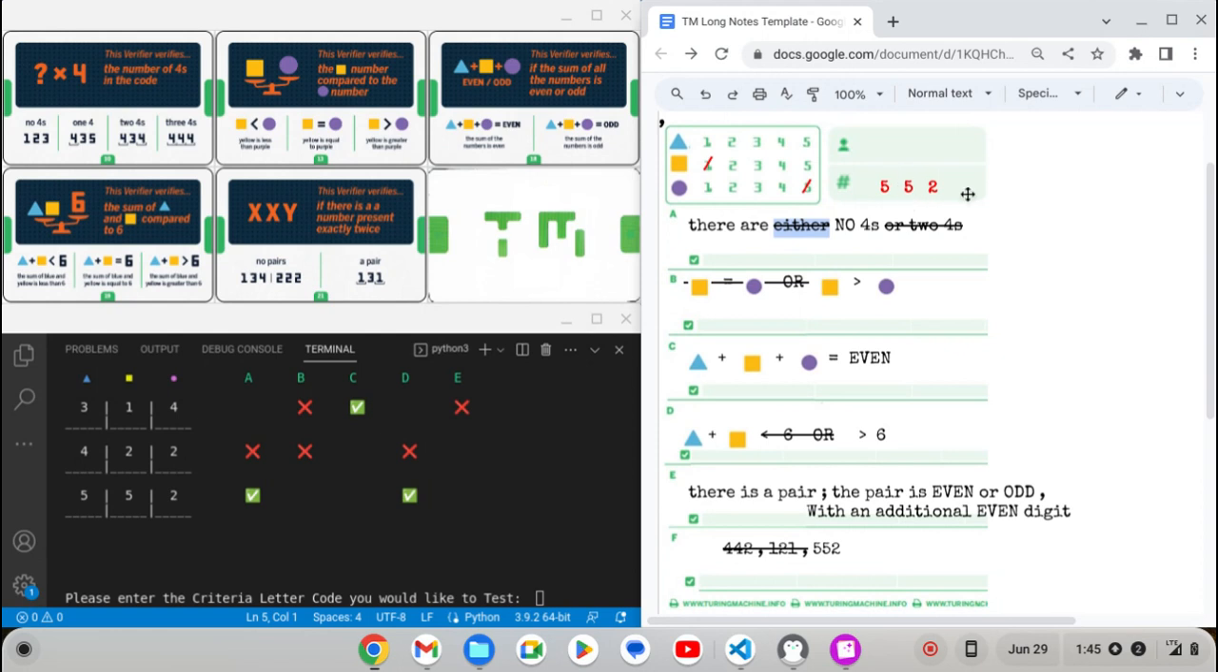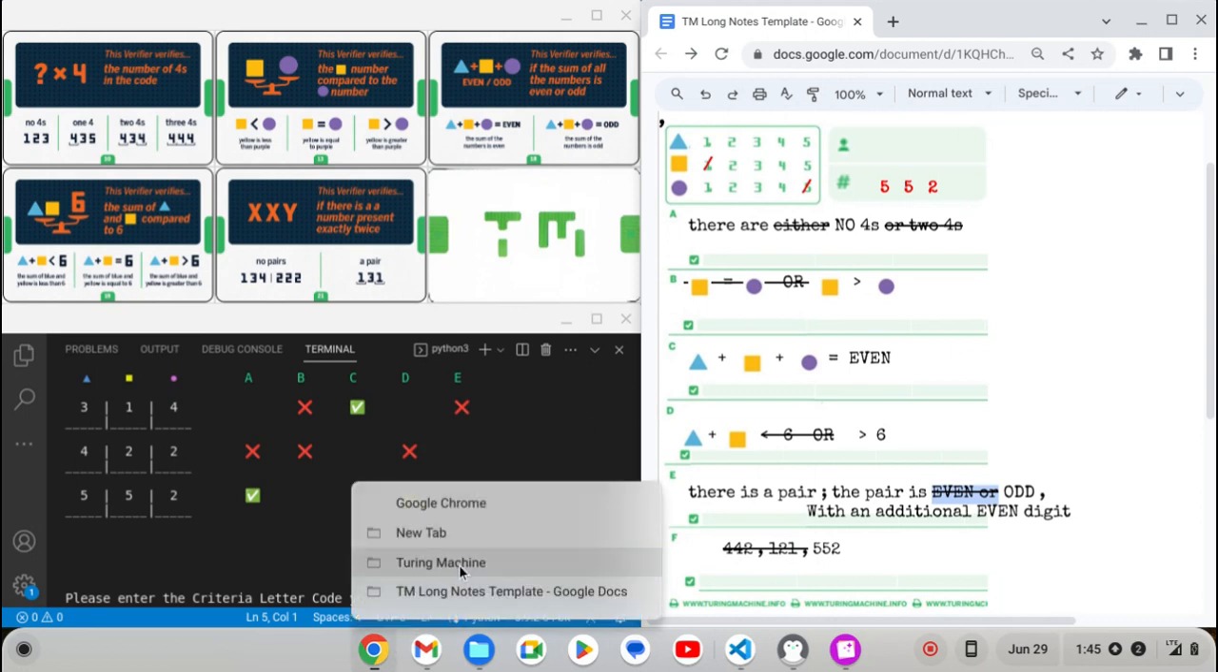It is true that the middle digit is greater than the third digit. Yeah, 5 is greater than 2. The sum is even. The sum of the first two is greater than 6, and there is a pair. I guess, and because it's not a pair of 4s, it must be a pair of odds. So there's a pair. The pair is, and again we'll cross this out, a pair of odds with a single even. Okay, so that looks like the solution.